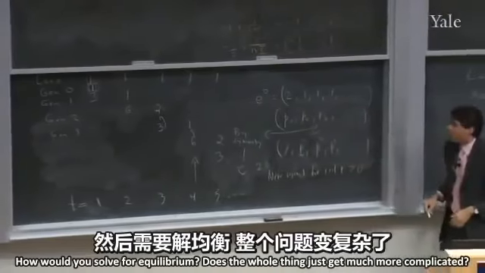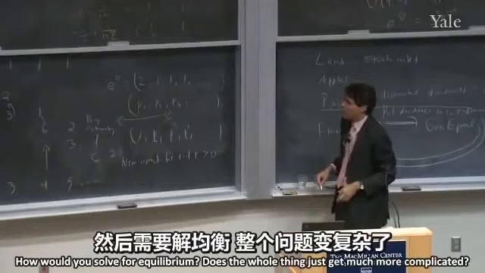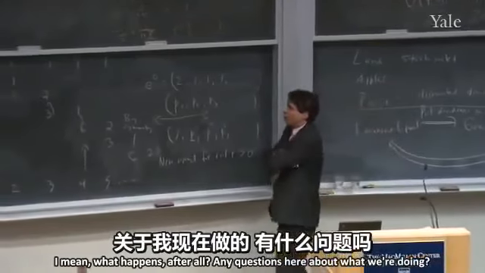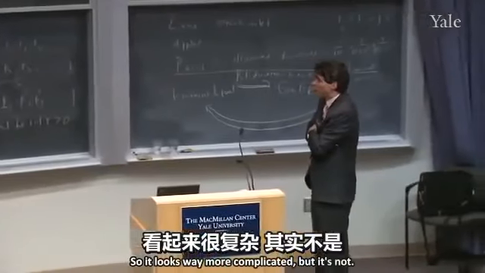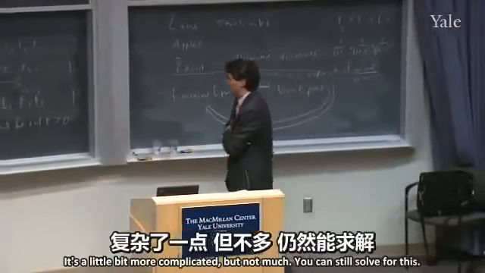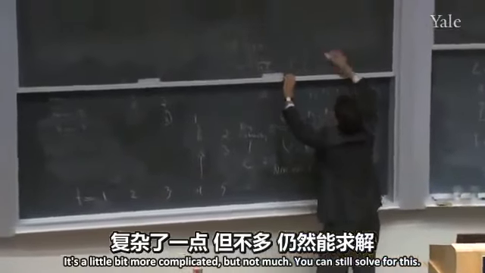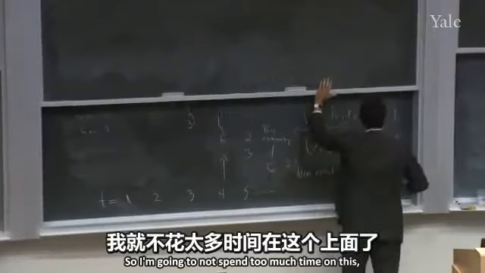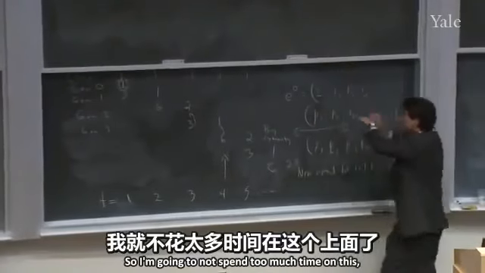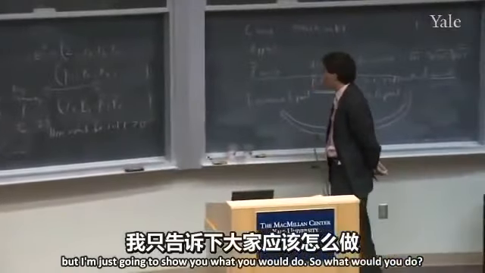Okay, now, how would you solve for equilibrium? Does the whole thing get just much more complicated? I mean, what happens after all? Are there any questions here about what we're doing? So it looks way more complicated, but it's not. It's a little bit more complicated, but not much. You can still solve for this. Okay, so I'm not going to spend too much time on this, but I'm just going to show you what you would do.